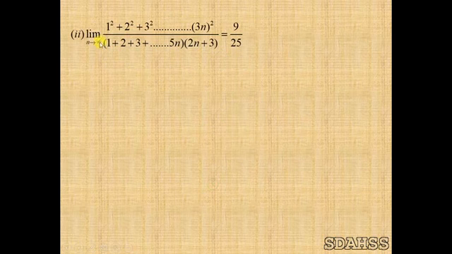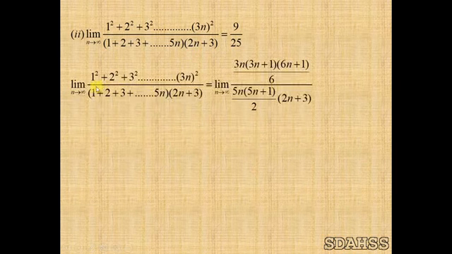Subdivision 2. Limit n tends to infinity, 1 square plus 2 square plus 3 square plus etc. up to 3n whole square divided by 1 plus 2 plus 3 plus etc. up to 5n into 2n plus 3 is equal to 9 by 25. Consider the left hand side, limit n tends to infinity, 1 square plus 2 square plus 3 square plus etc. up to 3n whole square divided by 1 plus 2 plus 3 plus etc. up to 5n into 2n plus 3 is equal to limit n tends to infinity.